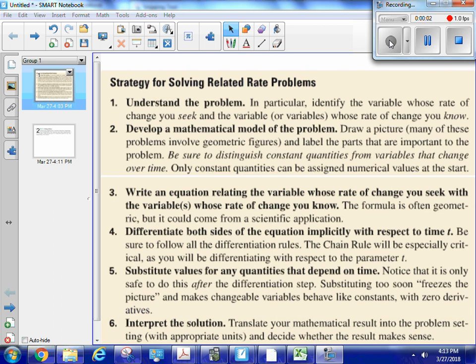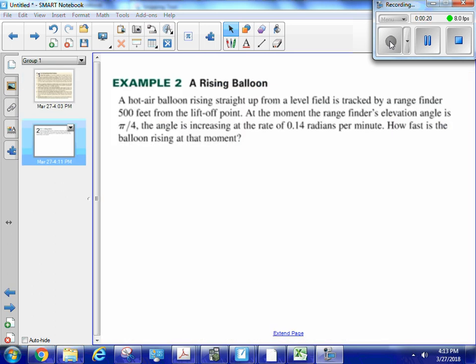All right, so we're going to do some related rates problems. And this thing here, it's in your book. I probably handed it out to you. But these are some nice steps to follow when we're trying to do a related rates problem. And we'll discuss them as we go along. So let's start with this one.